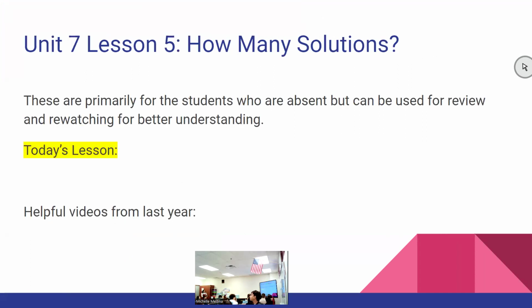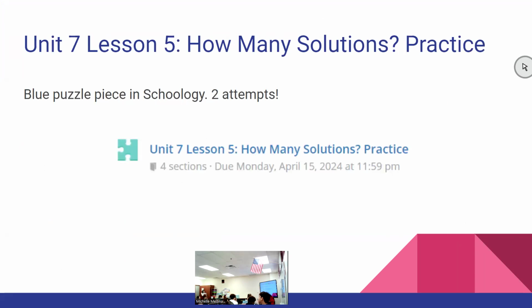So we're on lesson 5. How many solutions? I report every day in case you didn't know that by now. So definitely don't procrastinate in this unit. Stay caught up to the last unit. There's just no time for procrastinating anymore. Puzzle piece is lesson 5.